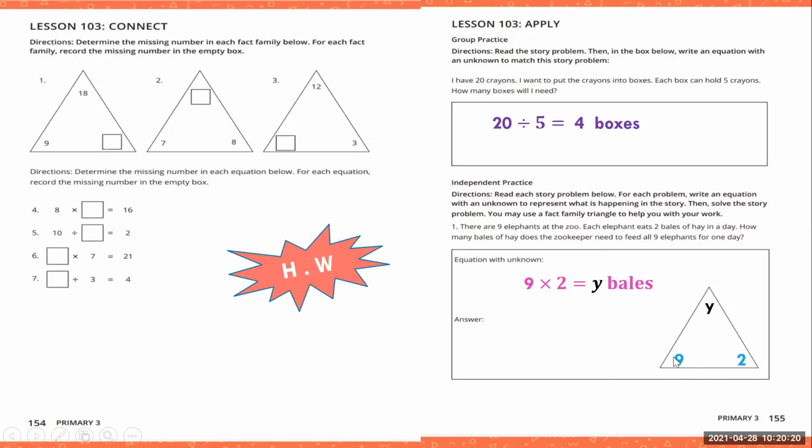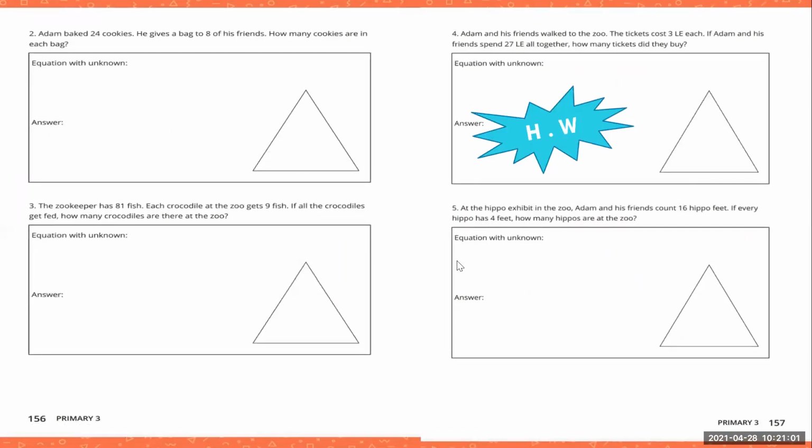Yes, because we don't know the answer. So in my triangle, the total number or the big number, which is the result of multiplication, should be on the top. And I have 9 and 2 here. I will put Y instead of this missing number, and I will ask myself, Y equals what? Malik said that 9 times 2 equals 18. So Y equals 18. Okay.